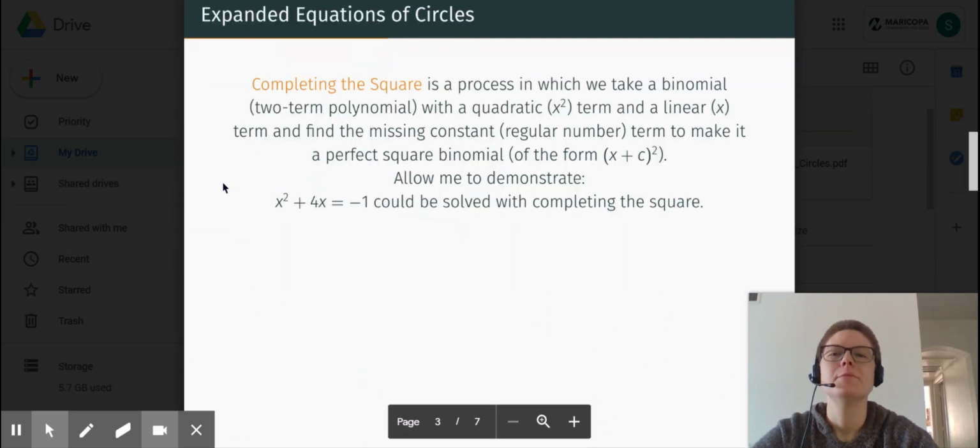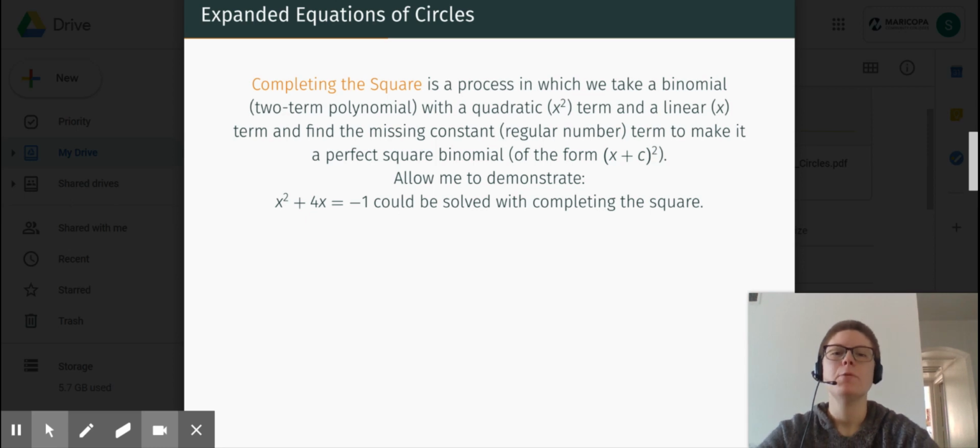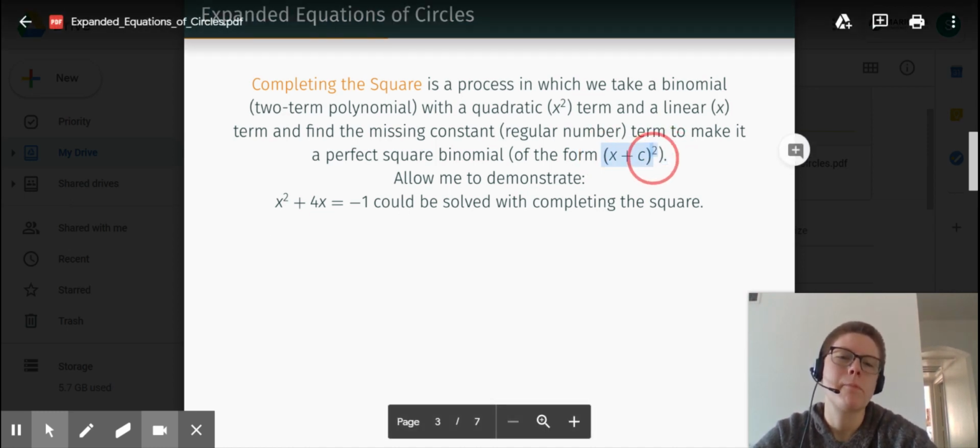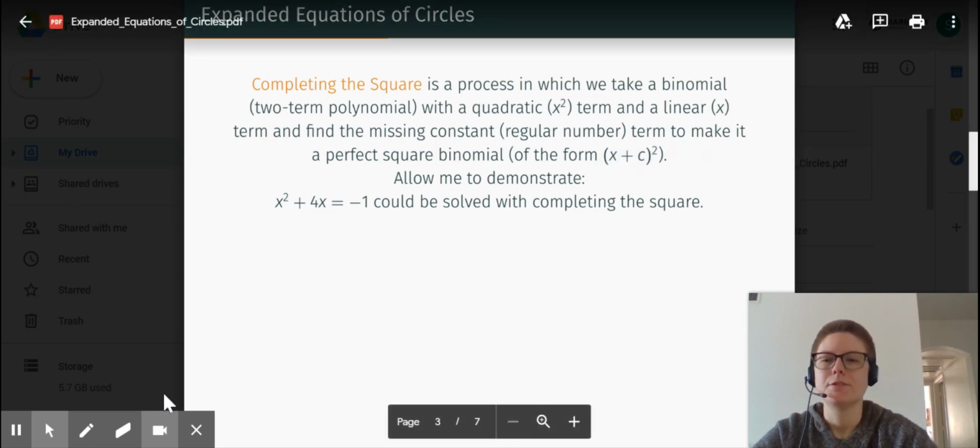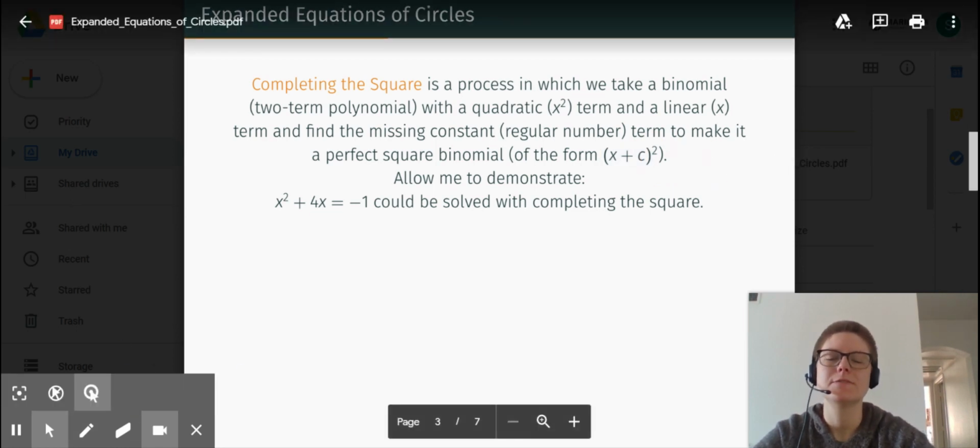All right. Completing the square is a process in which we take a binomial, two-term polynomial, with a quadratic or x squared term and a linear or regular x term, and find the missing constant, which is just the number with no x's, to make it a perfect square binomial. So that's when it's like x plus a constant, squared, like this. All right, so here we've got x squared plus 4x equals -1.